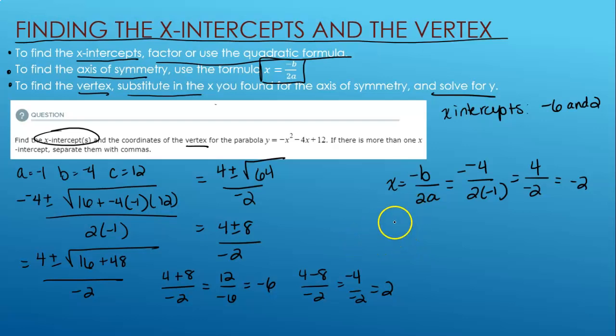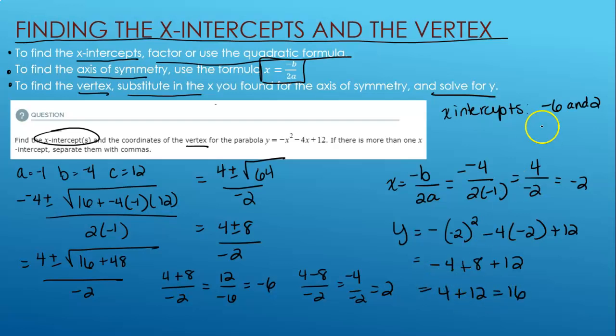Now I'm going to substitute into my equation. So y equals, see it says substitute in the x you found for the axis of symmetry and solve for y. So it becomes negative times negative 2 squared minus 4 times negative 2. Be careful with your order of operations. Negative 2 squared is 4, but there's also a negative on the outside of the parentheses, so that's negative 4. Negative 4 times negative 2 is positive 8, and then we're adding 12. Negative 4 plus 8 is 4, and 4 plus 12 is 16. So my axis of symmetry was negative 2, but my vertex is a point. My vertex is the point negative 2, comma 16.